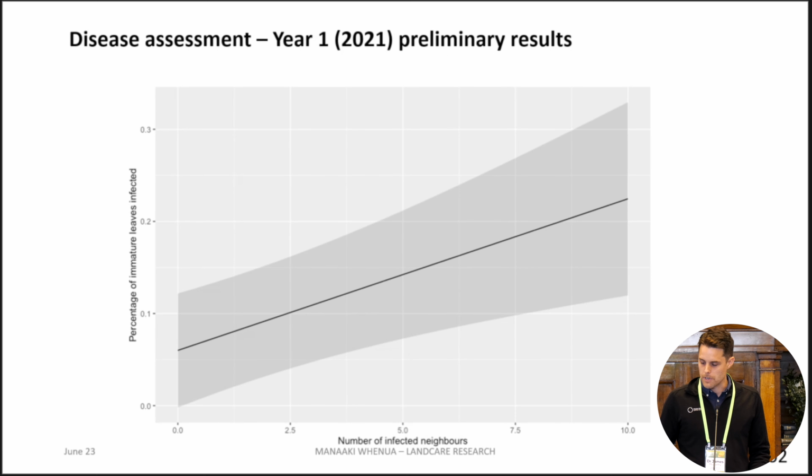Another one, and this is probably kind of obvious, if there are more infected neighbours around you, then you tended to be more highly infected.